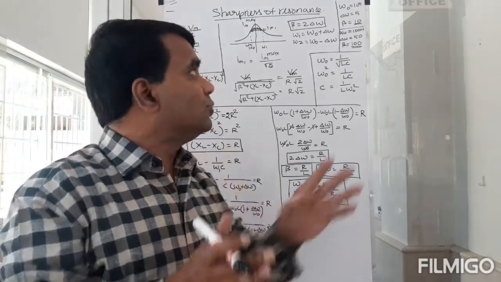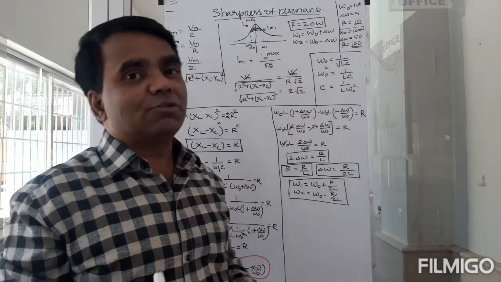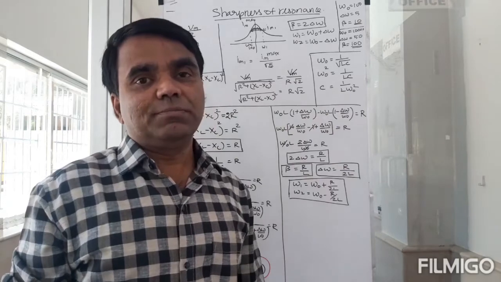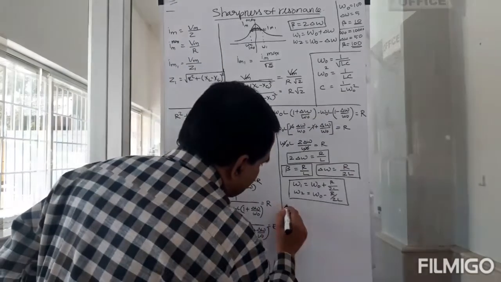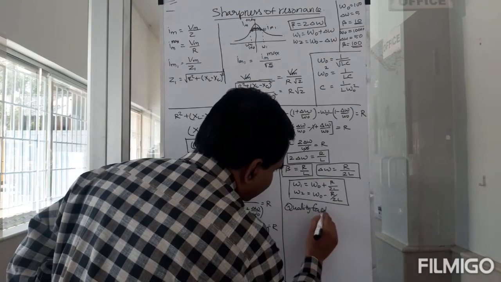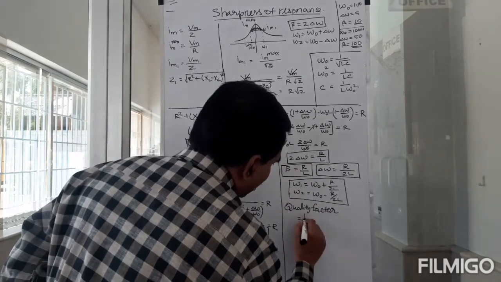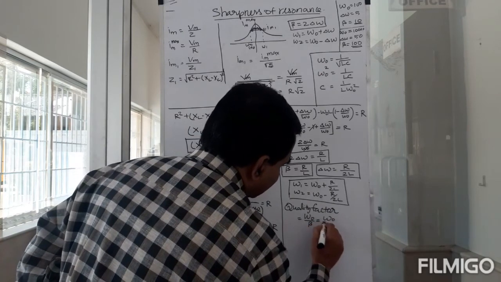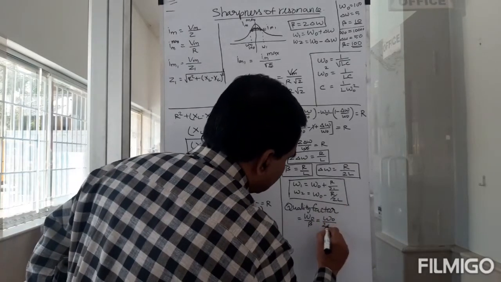The convention I'm going to use is omega naught by beta, so that the greater the number, the sharper the curve is. Okay? So that is what I call the quality factor. The quality factor is defined as omega naught by beta, or omega naught by 2 delta omega.